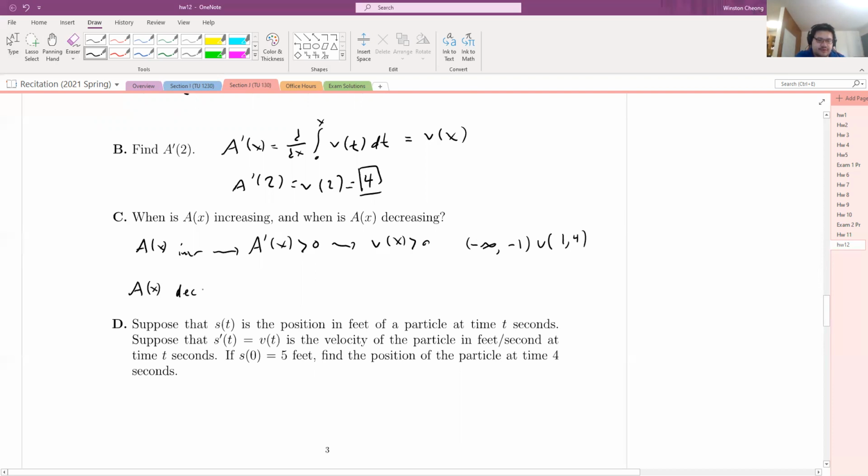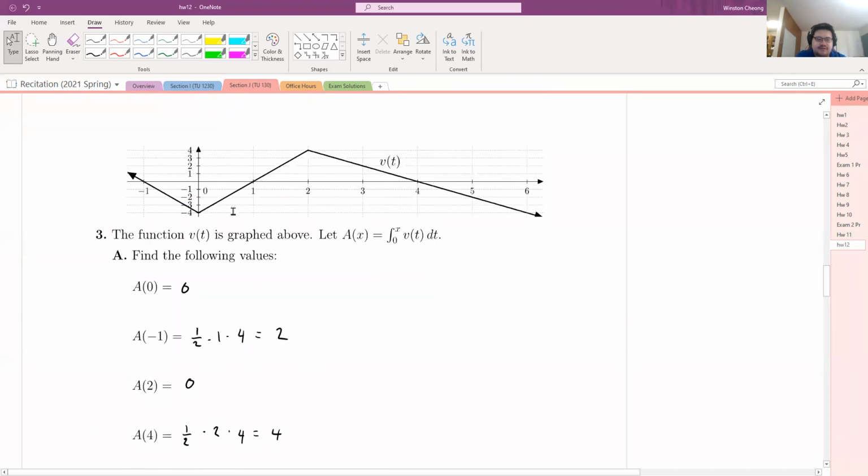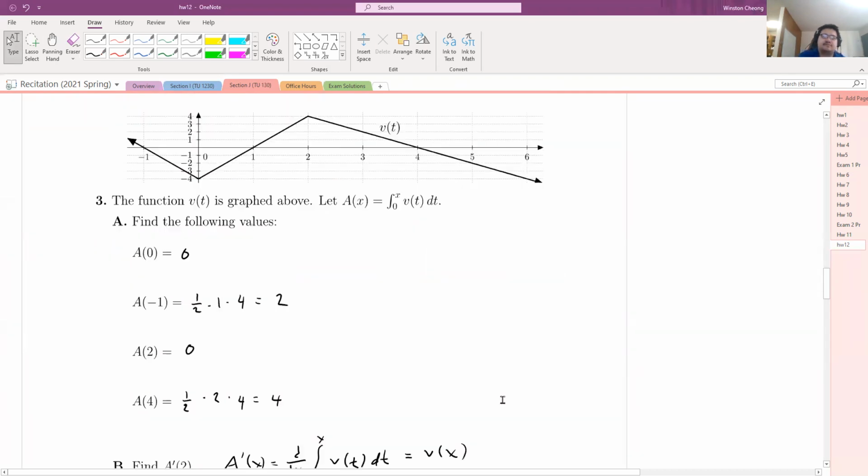And A of x decreasing, well, it's the same idea, so you can fill in the dots. But I'm just going to take the complement of this interval. So -1 to 1 union 4 to infinity. So that's when the v function is negative, which you can see from -1 to 1 and 4 to infinity.